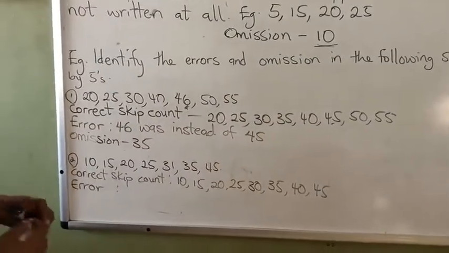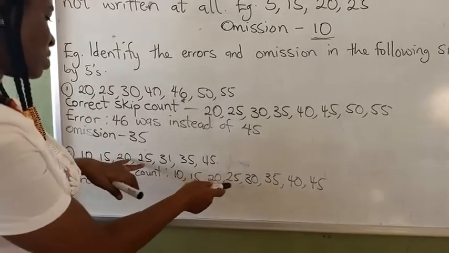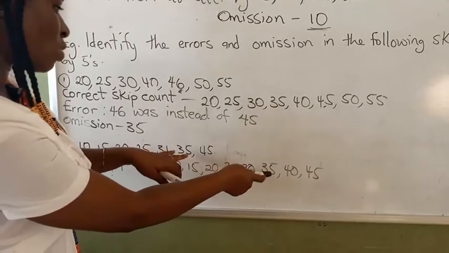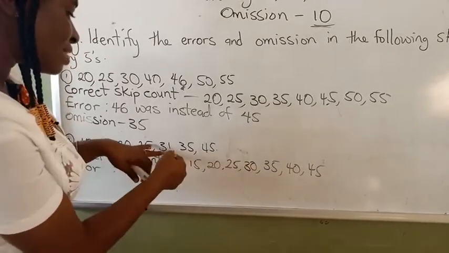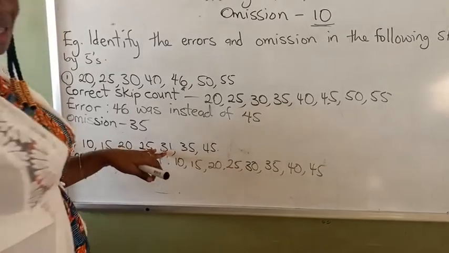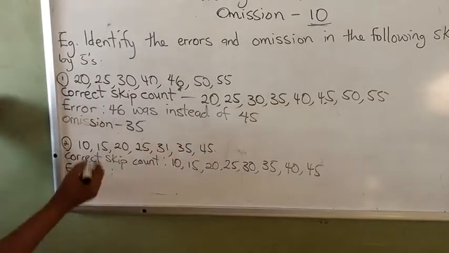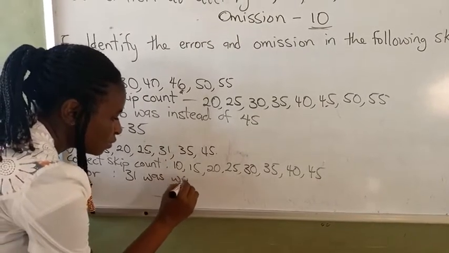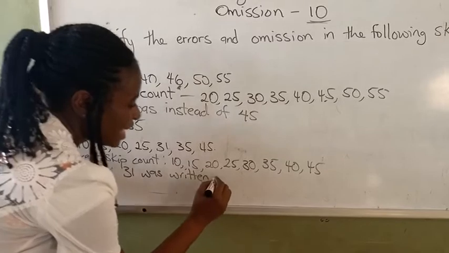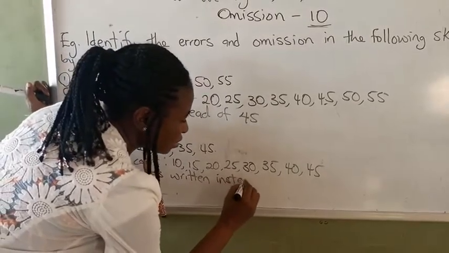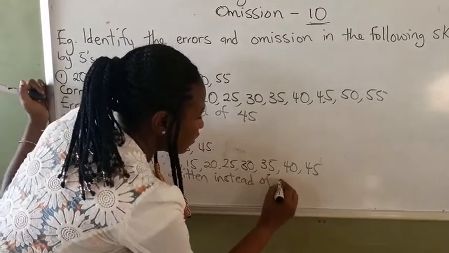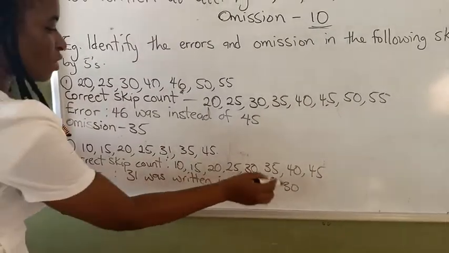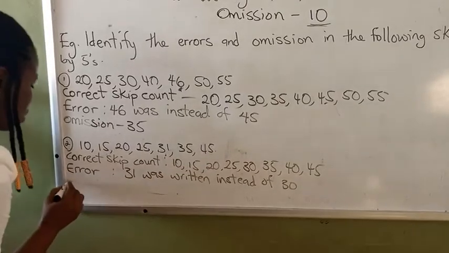Let's look at the error here. So we have 10, 15, 20, 25, 30. So from 30 we move on to 35. So it means 31 here is an error because it's supposed to be 30, but it was written as 31. So 31 was written instead of 30. So instead of 30, they wrote 31. Now let's look at the omission.